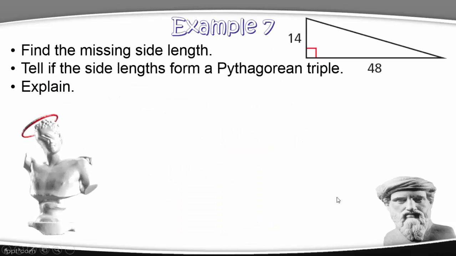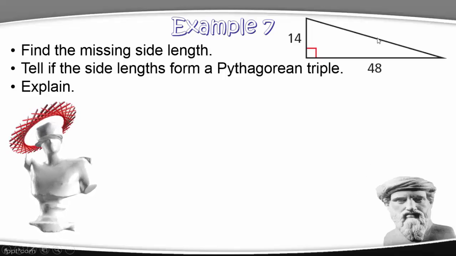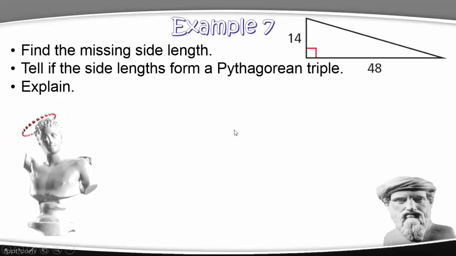So let's look at a few. We're going to look at example number 7. Find the missing length, like we did before, using the Pythagorean theorem, and then we're going to see if indeed this is a Pythagorean triple. So let's work on this.